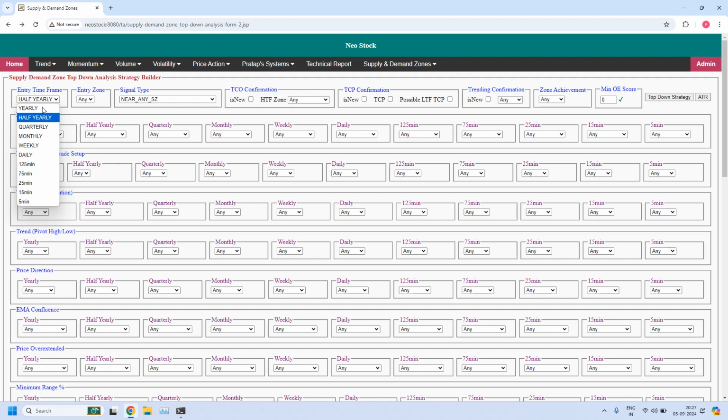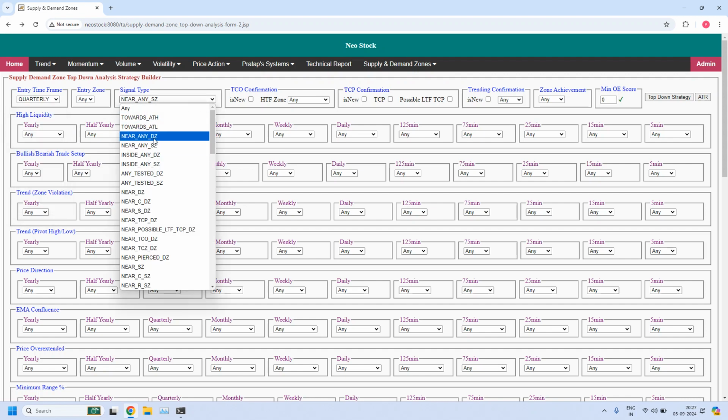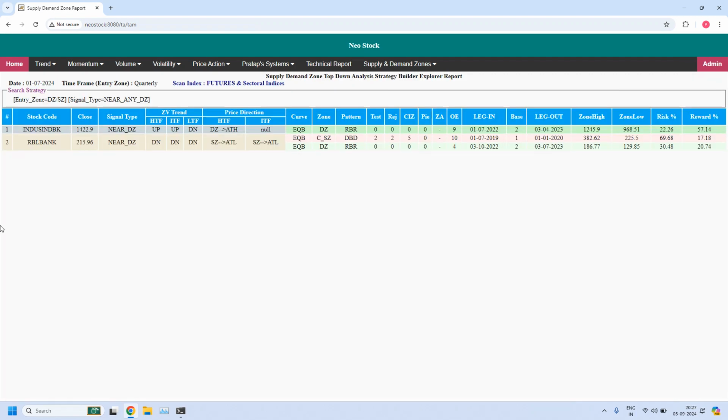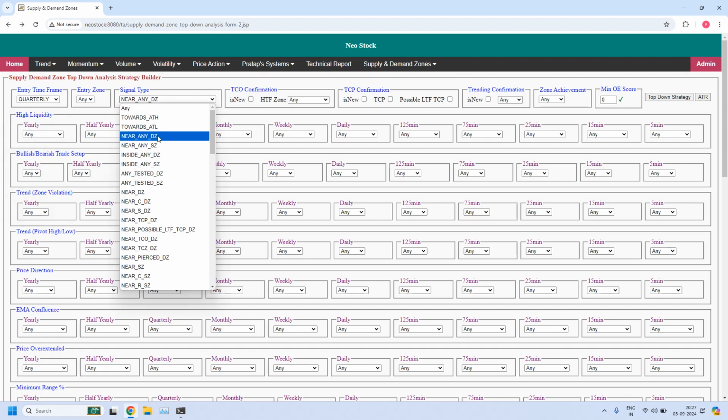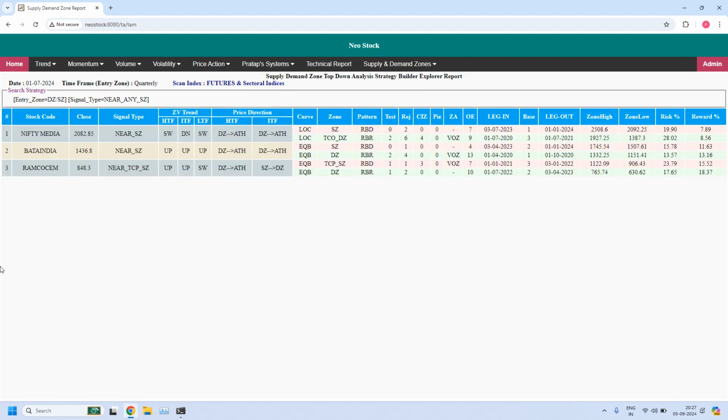Next time frame is quarterly. Let's find the stocks near quarterly demand zone. Two stocks are filtered. Next, for quarterly time frame, let's find the stocks near quarterly supply zone. Three stocks are filtered.